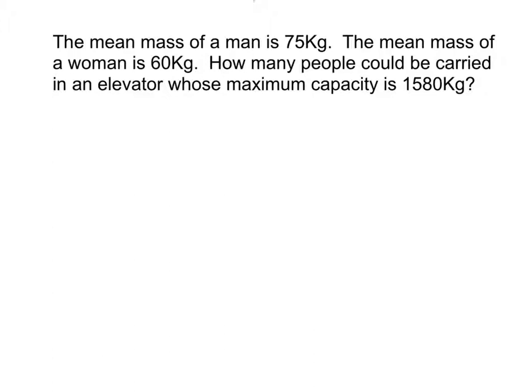So what we have here is a situation where there's not actually one correct answer. How many people? Well, someone could answer this question and say, this elevator could easily carry one man and one woman. And they wouldn't be wrong, right? You add up 75 and 60, it's not even close to 1,580. So that's not the type of thing that we're going to be doing here. And that's why we're going to graph. When we graph, we give a solution that has all possible answers. But we're not even going to get there yet.